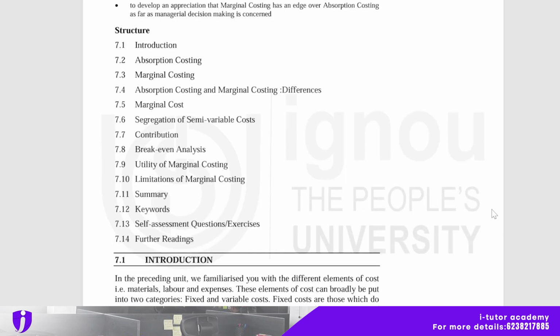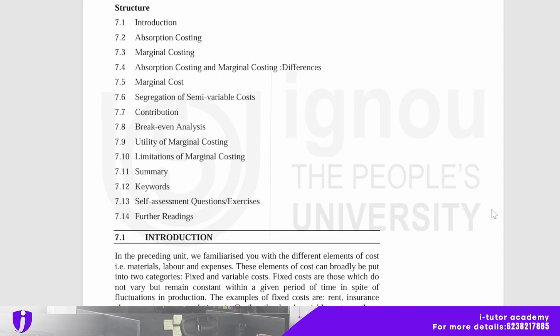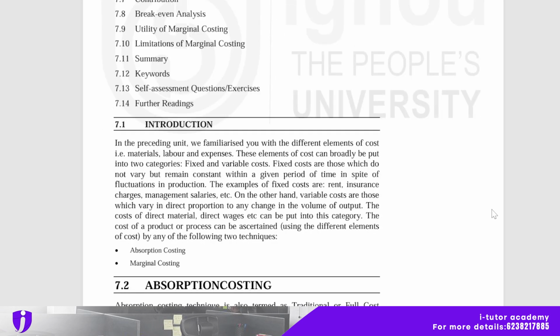So the structure of this unit is: there is an introduction part, absorption costing second, and marginal costing. Absorption costing and marginal costing, the differences are there, and marginal cost, segregation of semi-variable cost, contribution, break-even analysis, utility of marginal costing, limitation of marginal costing, summary, and keywords, self-assessment questions and exercise section also in this chapter. So let's begin with the introduction part of this unit.